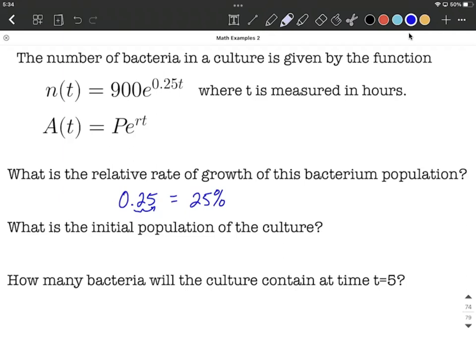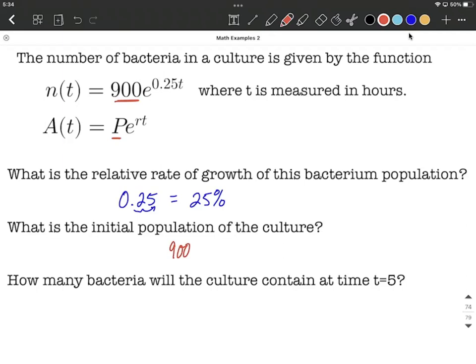All right, next, the initial population of the culture. That corresponds with how much you start with, like our principal is going to match up with where that 900 lies in our formula that's given to us. So we can say we have 900 bacteria in this culture at the very beginning.